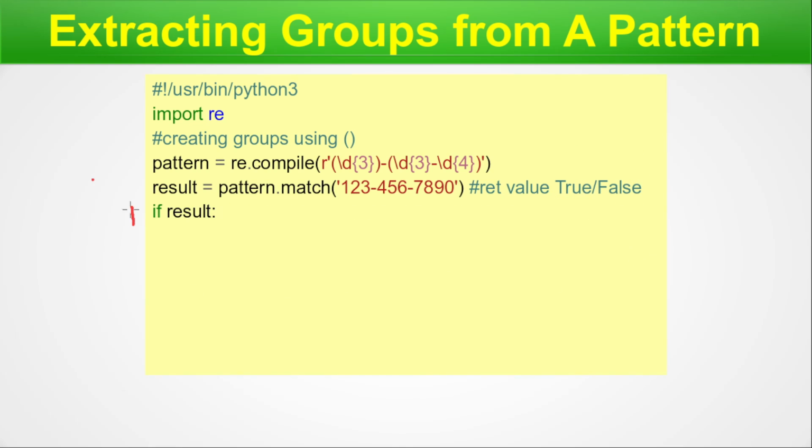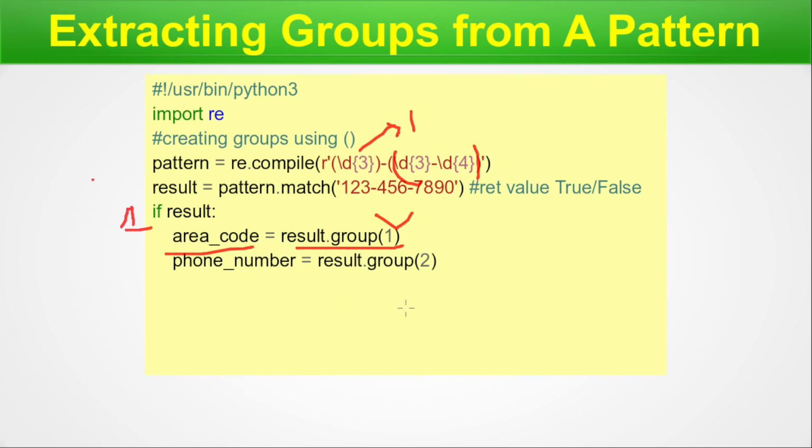Next, if the result is 1, what will happen? Area code result, then group 1. So this first one is termed as group 1, the first group, and this will be the second group. So we have result.group(1) and result.group(2). In case it is positive, we will have these 2. To access the groups, we use the method called group, and we give the index 1 for the first group and index 2 for the second group. The first group we have stored in the variable area code and the second one as phone number.